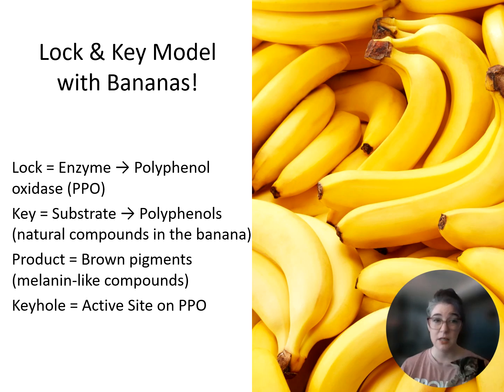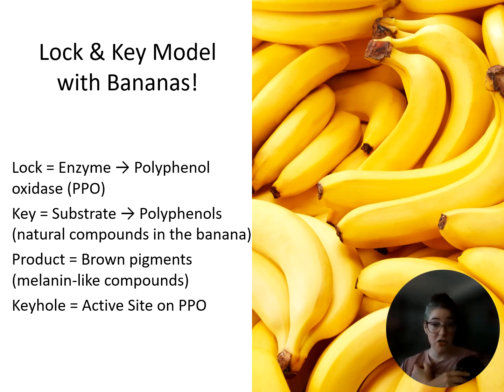So in this case, it's polyphenol oxidase, so PPO. And it means that oxygen is interacting with polyphenol. That's all. Your key is the substrate, and that's the polyphenols, which are natural compounds inside the banana already. Those compounds are inside the banana, but without oxygen, they're not going to do anything. So do you see how the oxidase is going to be changing up what's happening here?